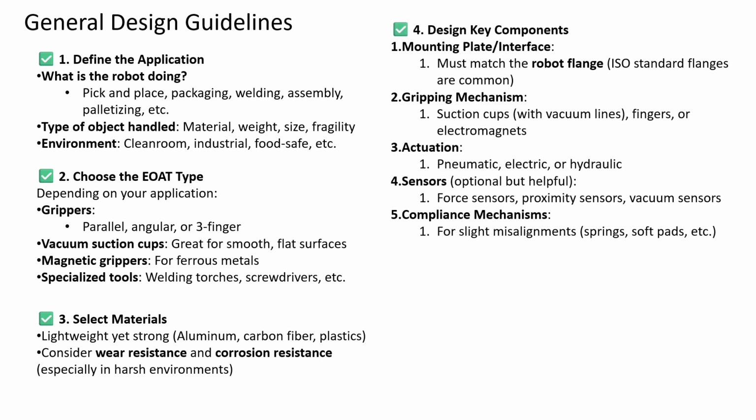Then comes the design key components. If we think what is the application, then we choose the EOAT, then we select the material, then comes the main part, like how to design, how to mount the EOAT, what will be the size of the mounting plate, then what will be its shape, then the gripping mechanism, actuation, whether it is pneumatic, electric or hydraulic, because on that basis we need to have the routing of the pneumatic tubes, electrical tubes.